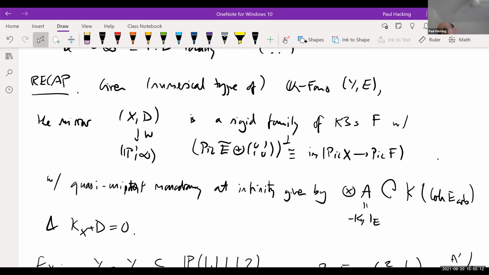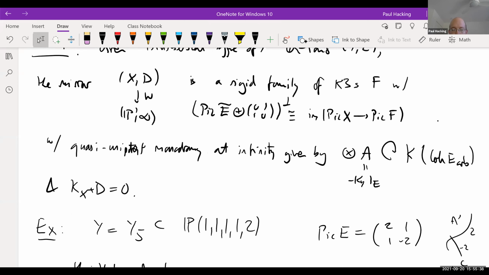So this is fairly soft information that you could certainly, in any program where you're trying to classify these, you'd have a K3 with a basket of singularities and you'd know exactly what this is. So you would have that information. And this K_X plus D equals 0, which is roughly speaking saying that the Hodge degree of this curve in the moduli space of K3s is minimal. Okay, so that's this big picture.